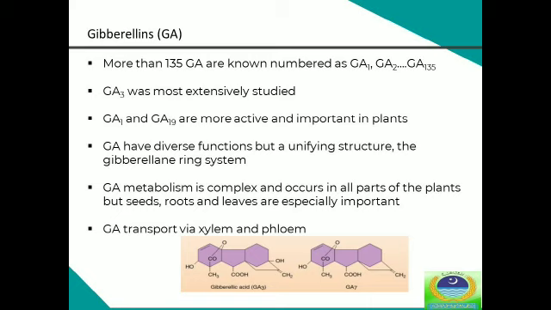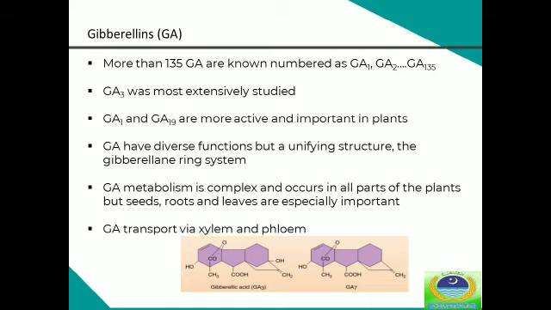The next important class of hormones is gibberellins, or GAs. More than 135 gibberellins are known, which are numbered GA1, GA2, GA32, GA135. GA3 is called gibberellic acid, which was most extensively studied as it can be easily isolated from fungi and used in various experiments. But now it appears that GA1 and GA19 are more active and important in plants.